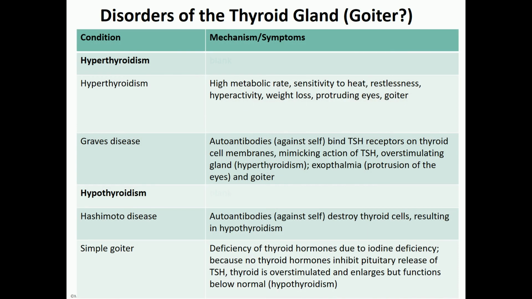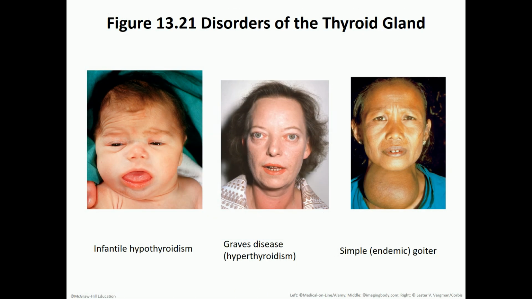These individuals would have low metabolic rates. They would actually have intolerance to cold weathers. They would have weight gain, hyporeflexia, so the reflexes would be lower than normal. They could have menstrual abnormalities. So those are your thyroid disorders.